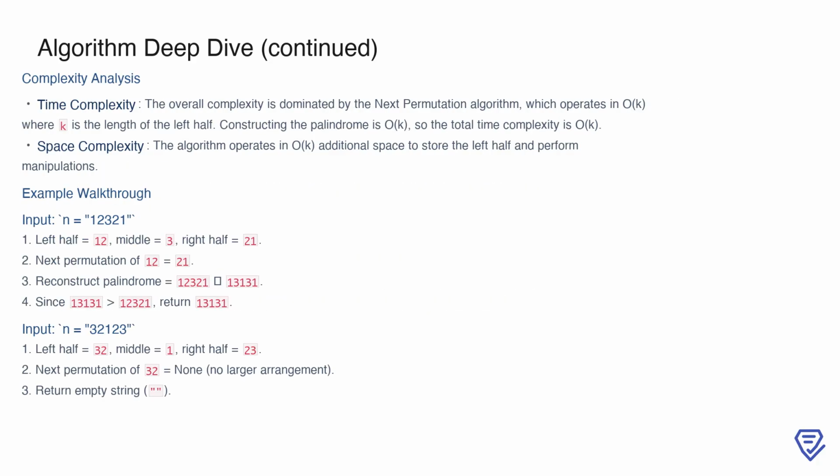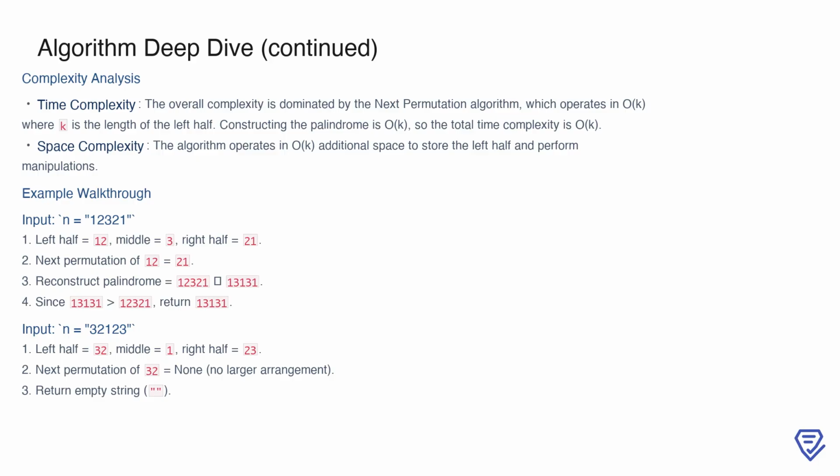Analyzing the complexity of the solution, the time complexity is primarily determined by the next permutation algorithm, which operates in linear time relative to the length of the left half, denoted as O(k). Reconstructing the palindrome also takes linear time, making the overall time complexity O(k). Regarding space complexity, the algorithm requires O(k) additional space for storing and manipulating the left half of the number. Let's look at an example to solidify our understanding.